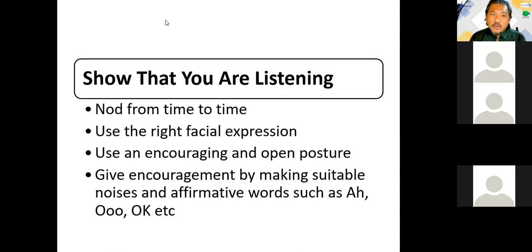So that people find you someone who is easy to speak to, comfortable to speak to, someone who is trusted. Then they will tell you many things about their personal life, things about their professional life. They talk to you about production problems, maintenance issues, stock issues, supply issues, so many things they will be telling you and sharing with you.